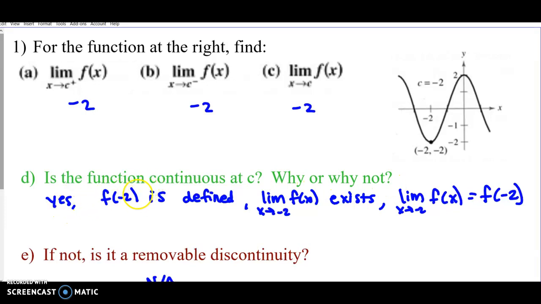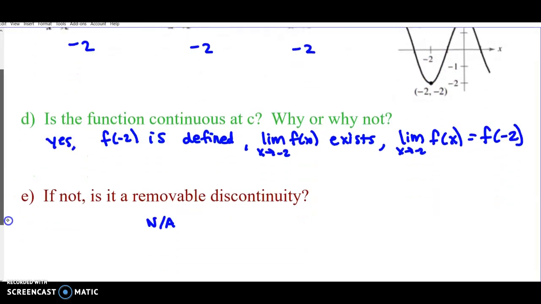And if we go back to that definition for continuous at a point, there's three things that must be true. First of all, f of -2 has to be defined. Yes, it is defined. Also, the limit has to exist, which right here, yeah, the limit exists. And then the third thing that has to be true is that the limit must equal the function's value. Also, looking at the graph, at -2, could I draw without having to pick up my pencil? Yes. And then part E says, is there a removable discontinuity? Doesn't apply.